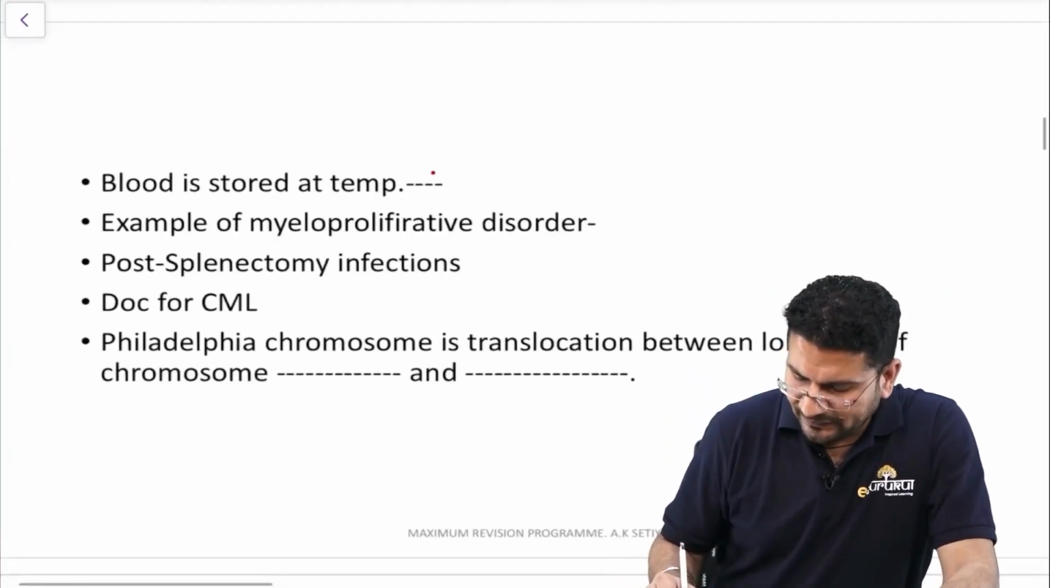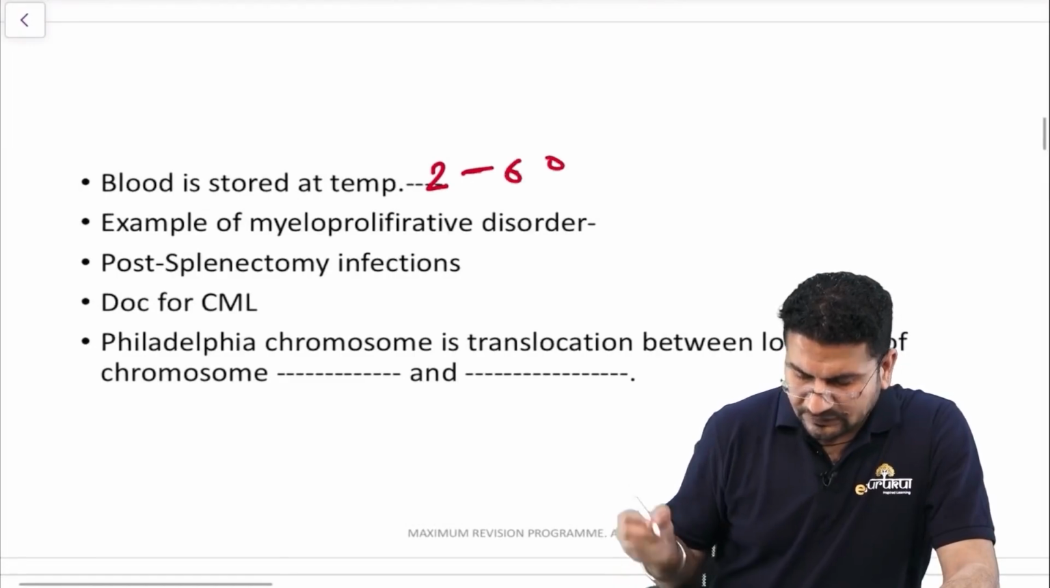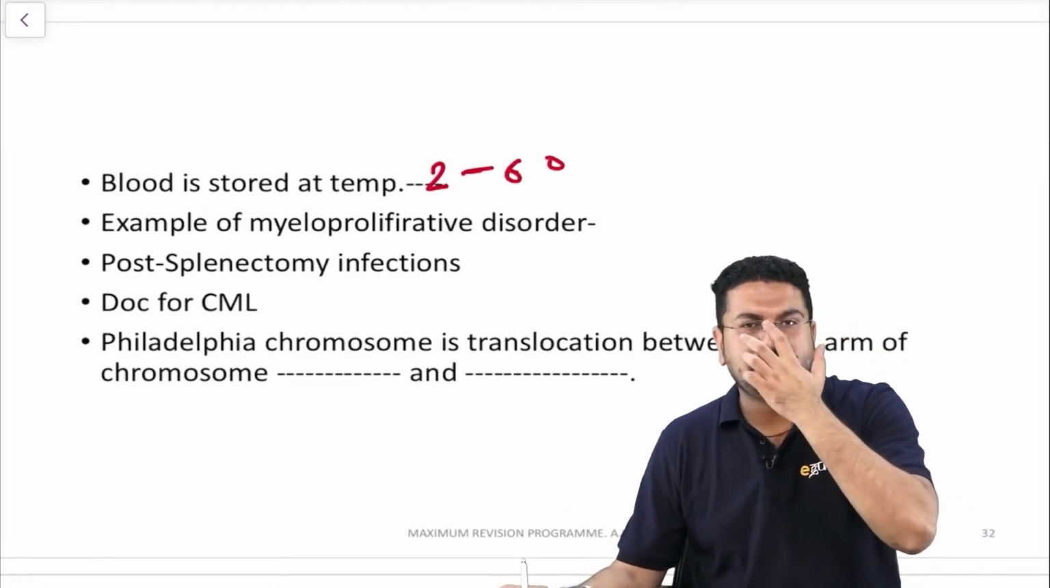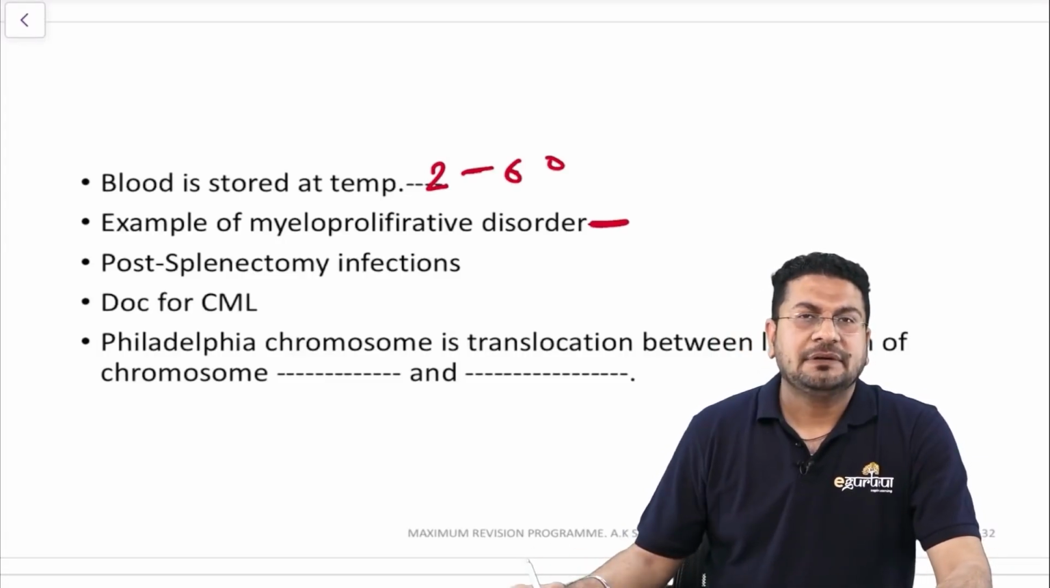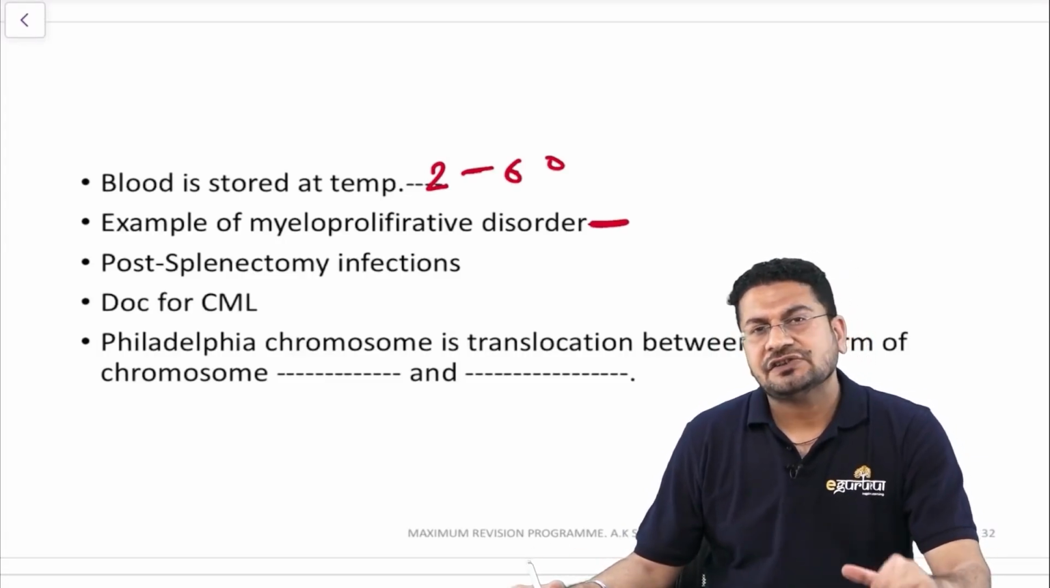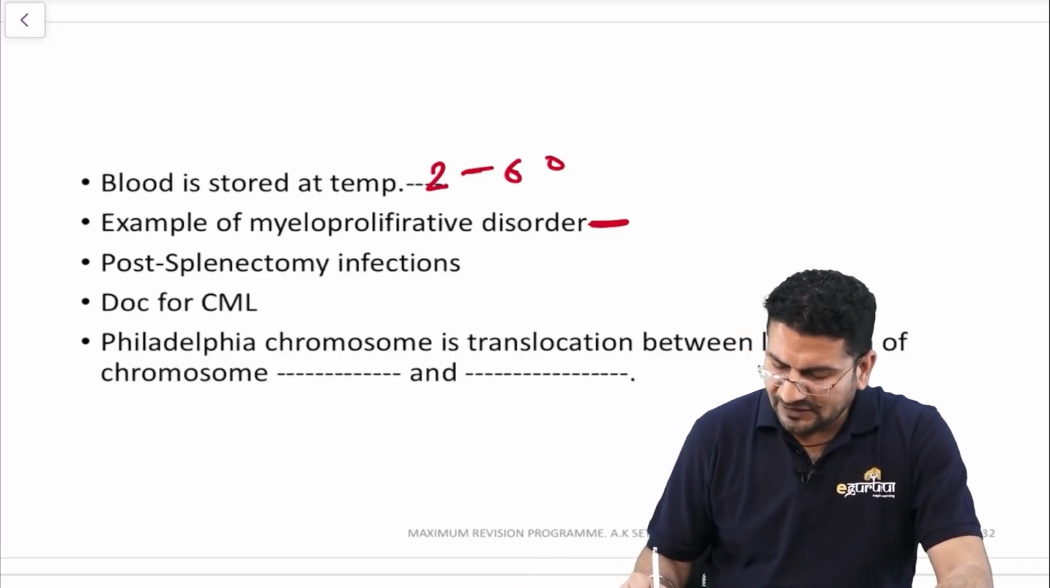Blood storage temperature, if I say, is 2 to 6 degrees. Sometimes they ask the average, which will be 4 degrees. Myeloproliferative disorder, I told you the example. There are many examples like CML, polycythemia vera, essential thrombocytosis and myelofibrosis. So CML was asked in exam.